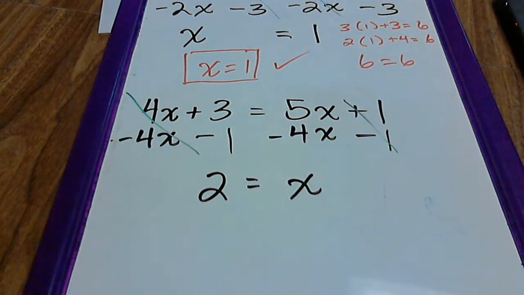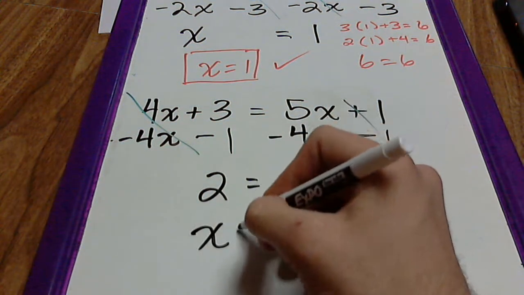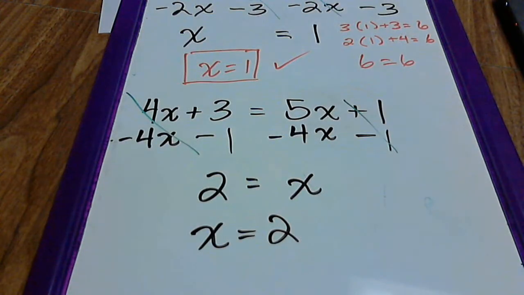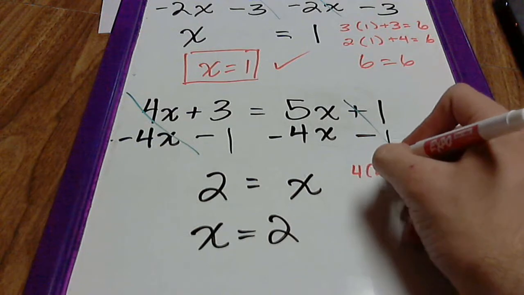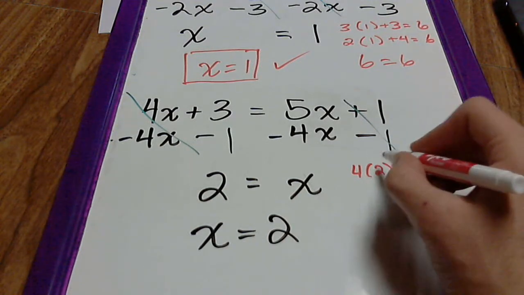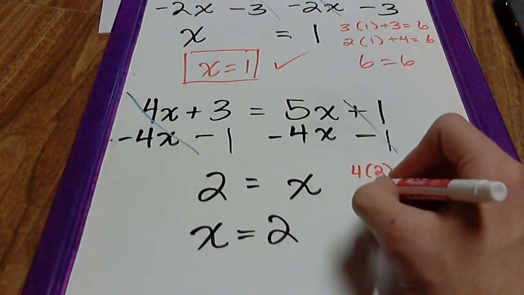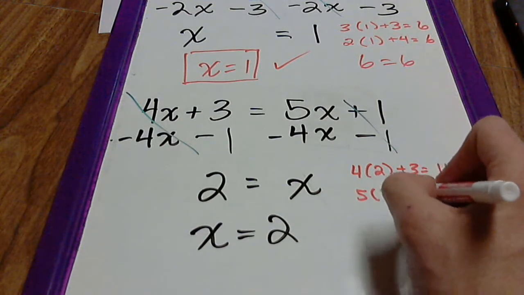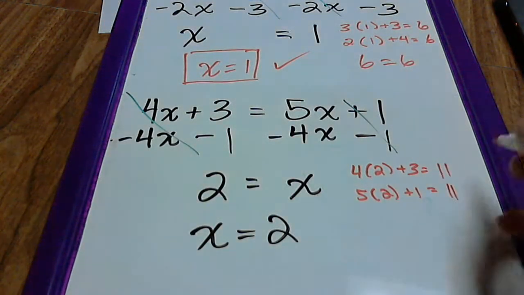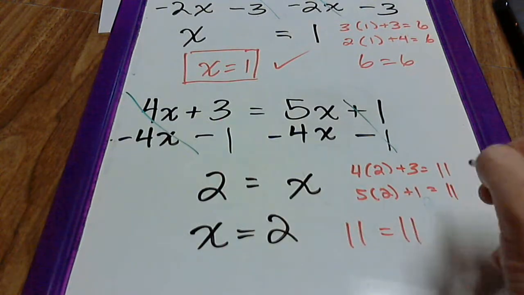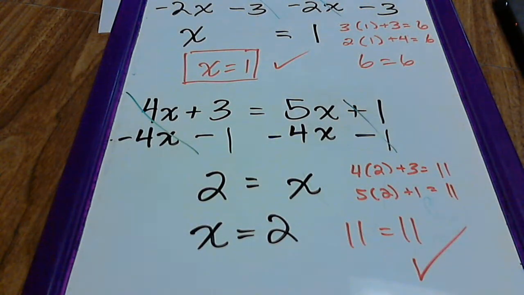So now that is nice, 2 equals x, but I typically like to see things written as x equals 2. Okay? They're the same thing. It doesn't matter which order you write them, honestly it's just a matter of preference. So let's go back and check that one now. So 4 times 2 plus 3 equals 8 plus 3 is 11. And then 5 times 2 plus 1 is 10 plus 1, also 11. So we get 11 equals 11, and therefore it checks.